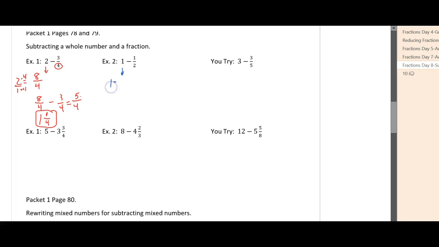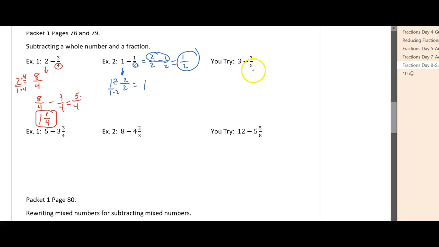How do I rewrite 1 as a fraction with the denominator of 2? Well, put it over 1. 1 times 2 gives me 2, 1 times 2 gives me 2. 2 over 2 is 1. So I'm going to rewrite this problem as 2 over 2 minus 1 over 2. When I subtract the numerators, 2 minus 1 is 1, and carry over the 2. And you get 1/2. I want you to pause the video, try the next one, and come back and check your answer.